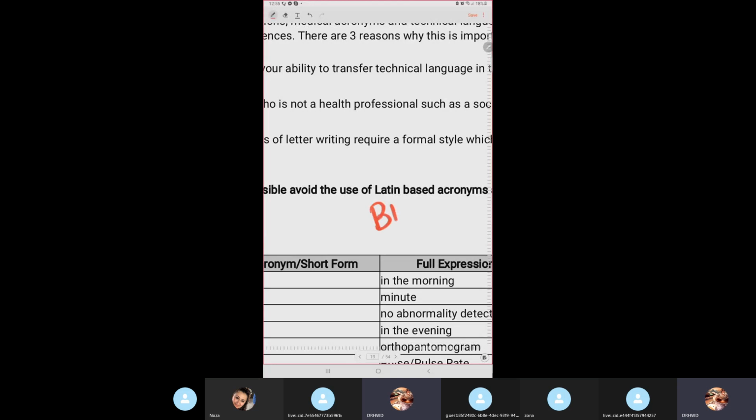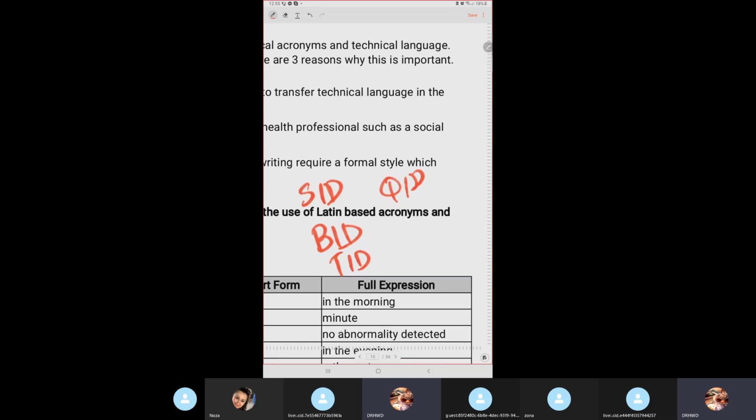Now, BID, SID, TID, QID. Can anybody tell me what that is? Yes, Dr. Pavi. QID is 4 times a day, BID is 2 times a day, and TID is thrice a day. So SID, BID, TID, QID, you use them for your drug prescriptions. You would not write like that. You'd be saying 1 time a day, 2 times a day, 3 times a day, 4 times a day.